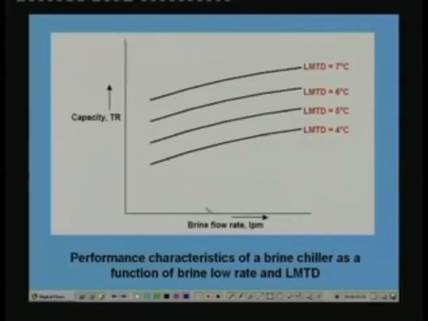Let us say that we know the flow rate. Let's say that this is the flow rate, and you choose some LMTD. Let's say that we have chosen an LMTD of 4 degree centigrade, and this is the brine flow rate. And let us say that the brine inlet temperature is also known. This is the brine inlet temperature. This is known to us.